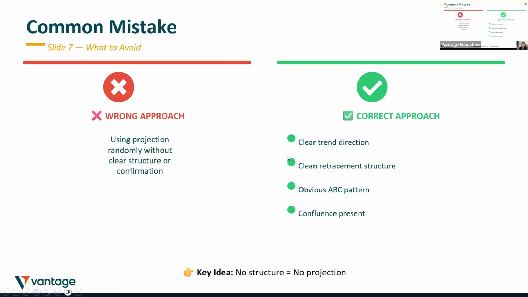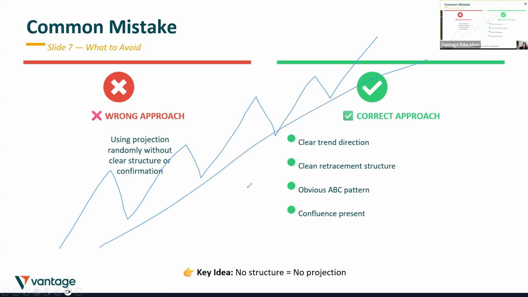I use it all the time: Fibonacci projection, retracement, and extension. This is a common mistake, the wrong approach: using Fibonacci projection randomly without clear structure or confirmation. You need to look for a clear structure, A, B, or the zigzag, something like this. Basically, look for a trending market. Then you can do Fibonacci projection.